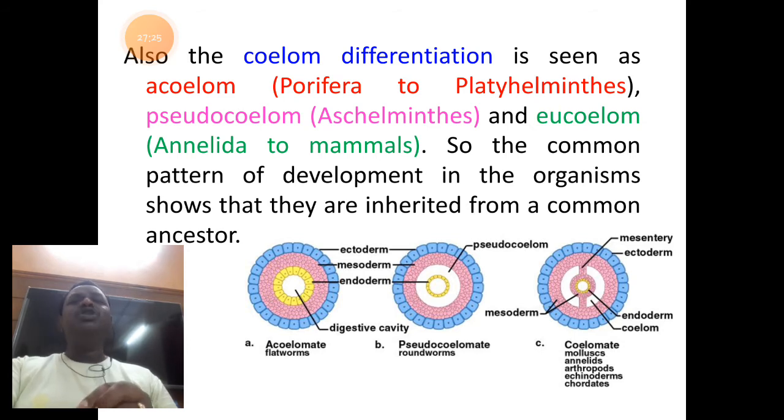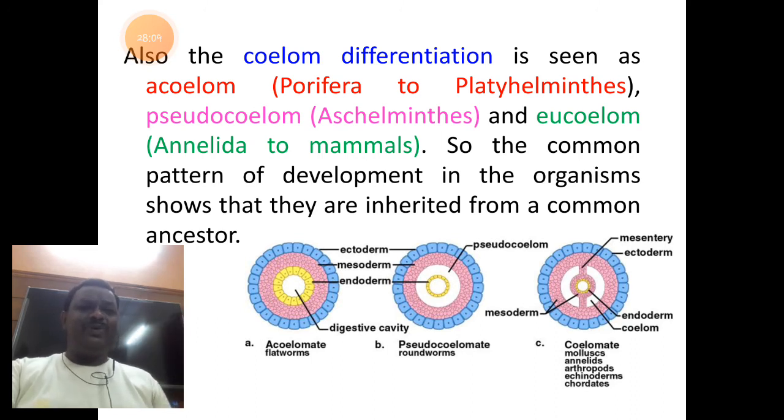For example, the acoelomate condition is restricted to the organisms of poriferans to platyhelminthes or flatworms, where coelom is absent in the organism. Then pseudocoelom is seen in the organisms of aschelminthes. But now an important condition called eucoelom is seen commonly from the organisms of annelids to mammals, indicating that we all originated from a common ancestor.